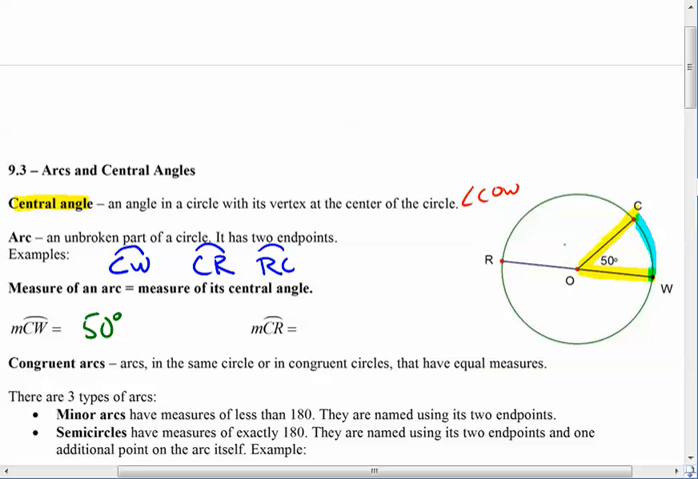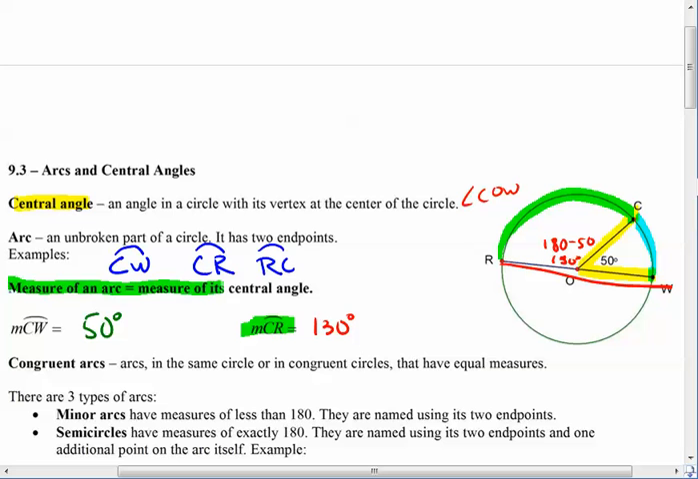Let's see. What if I wanted to talk about arc CR, which I'll highlight in green? What is the measure of arc CR? Well, that's going to be 180 minus 50, because you can see that WOR forms a straight line. So straight lines form straight angles, 180 degrees in there. So 180 minus 50 will give me 130, so 130 degrees. So we're going to operate again in this chapter with the idea that the measure of an arc is the measure of its central angle.